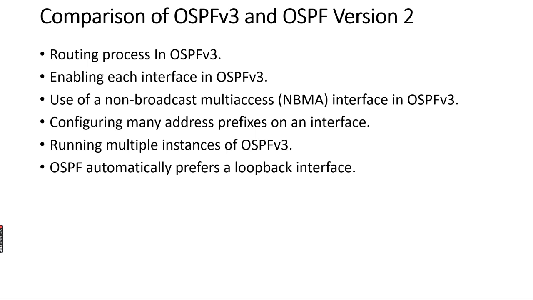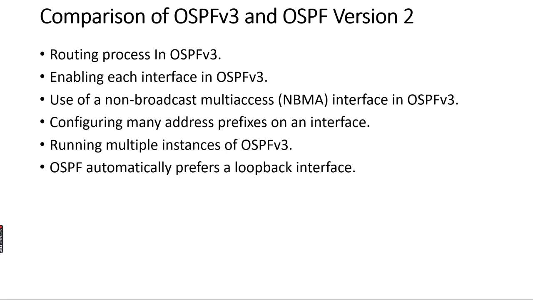Now moving on to the comparison of the OSPFv3 and OSPFv2 versions. So the first thing is the routing process. Actually, most of the functionalities are the same in v2 and v3, but there are some differences. First, we look at the routing process. In version 3, the routing process need not be explicitly created. If we enable OSPFv3 on an interface, that will cause a routing process, and its associated configurations can also be created.